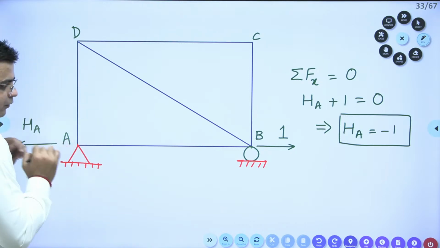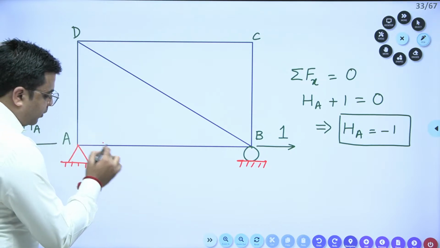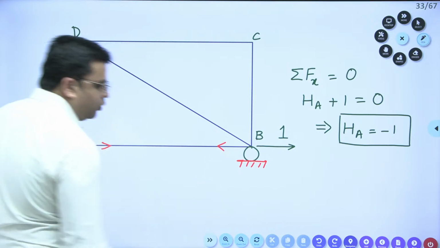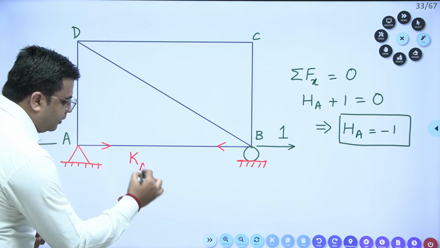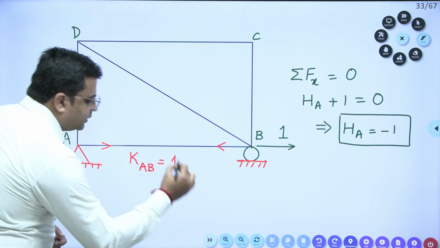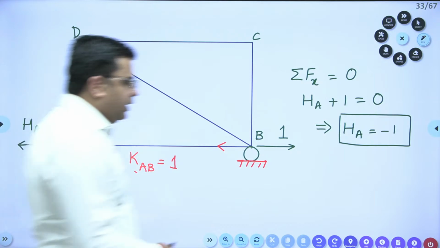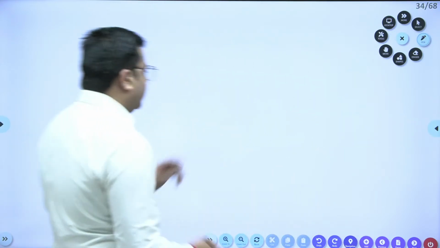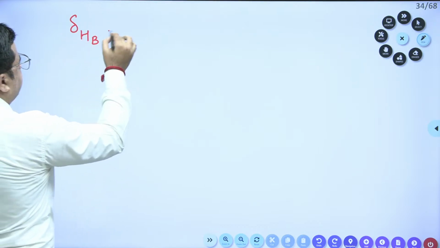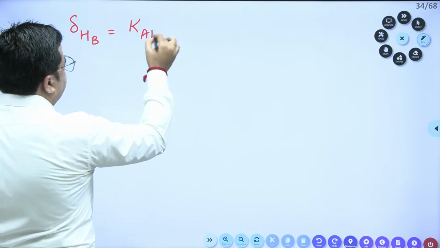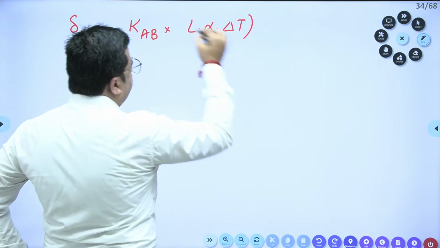Consider this joint A. For this joint A, HA will be equal to the member force in AB, and this member force AB is nothing but the K value. So KAB is equal to 1 and it is of tensile nature. So directly we have calculated KAB. Now using this KAB, I can calculate the deflection at point B. The horizontal deflection at point B is KAB multiplied by L into alpha into delta T for member AB.